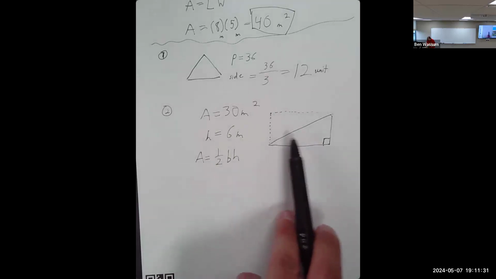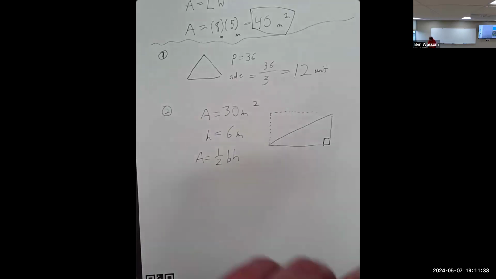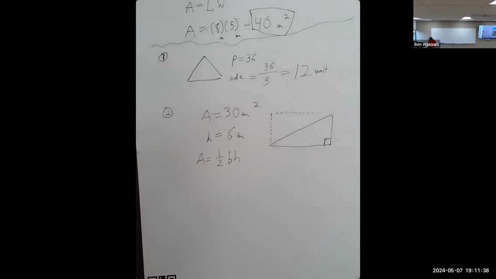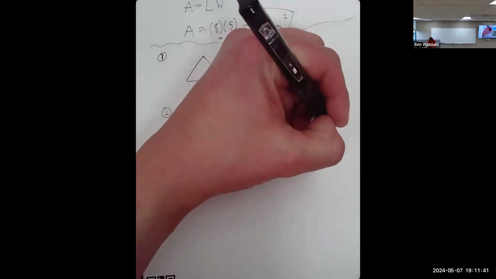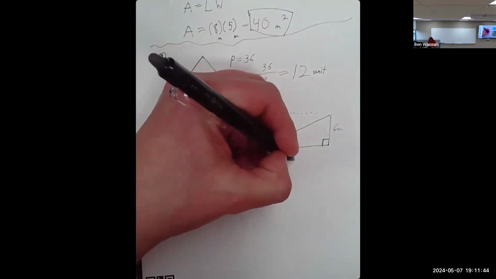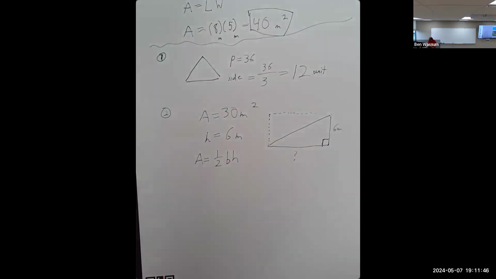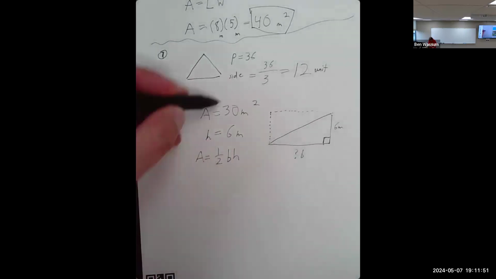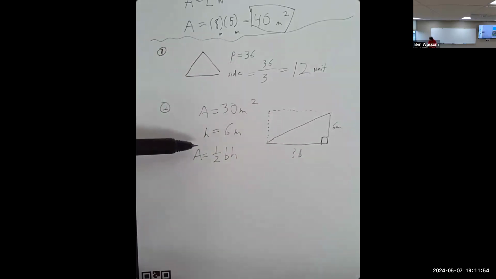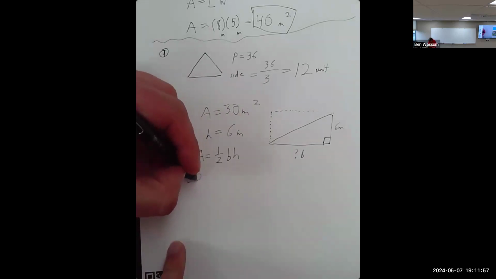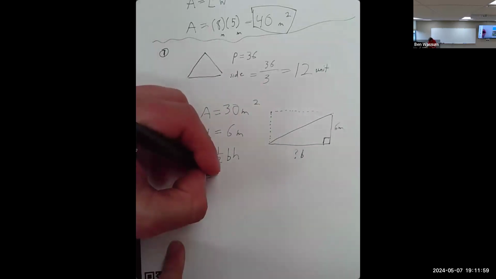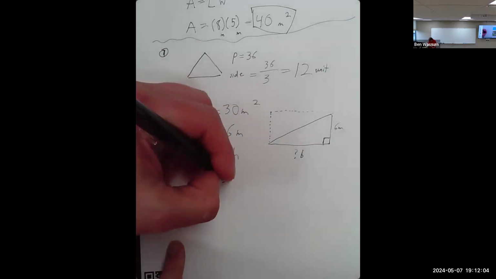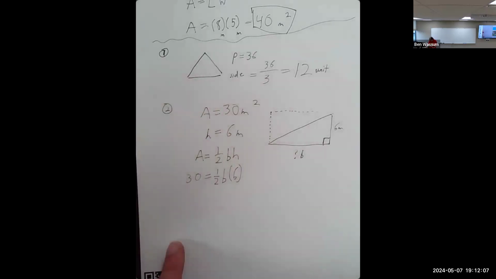We don't actually need that, but that's where the formula is kind of coming from. Now, what do we know here? We know the area, and we know the height. So if we have 6 meters here, what the heck is that? Well, I don't know, but we're calling it B for base. Well, let's roll with it. We'll just take the two pieces of information we know, throw it in the formula. We have 30 for the area equals 1/2 the base. I don't know what the base is, and the height is 6. We'll put that in parentheses.